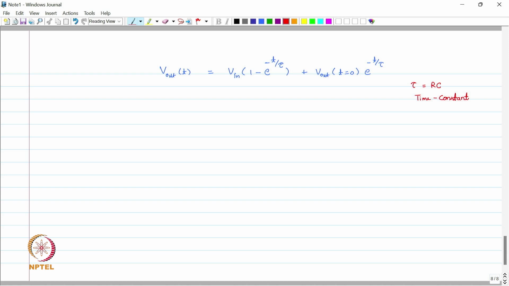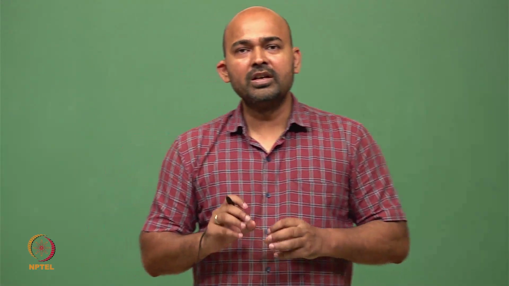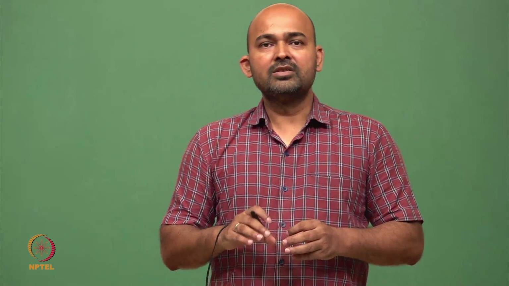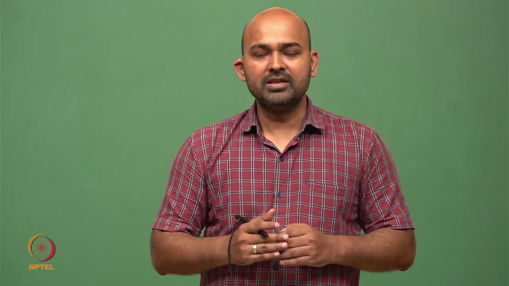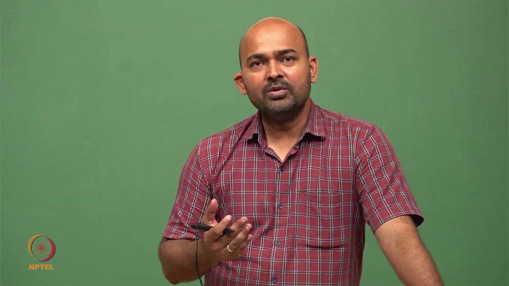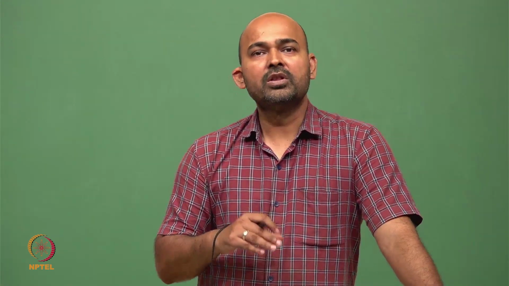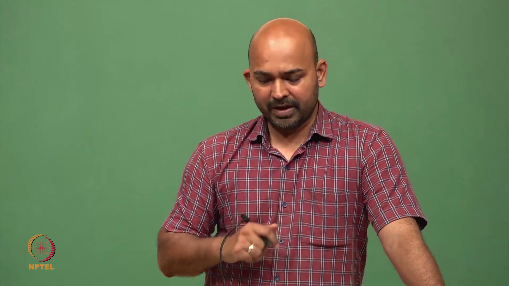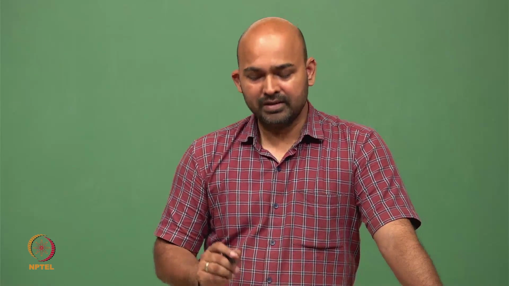The other thing we need to note is our V out is a function of V in plus V out at t equal to 0. It means the initial charge which is already stored on the capacitor is going to dictate my starting condition. So how much time it takes to reach a certain value depends not only on the input but also on the previous state of the capacitor, which is V out at t equal to 0.